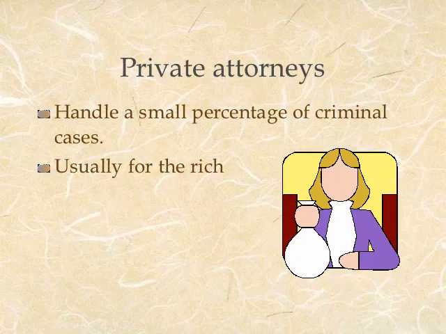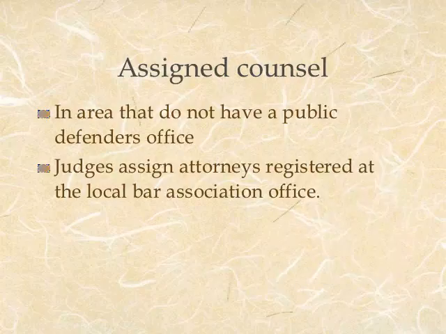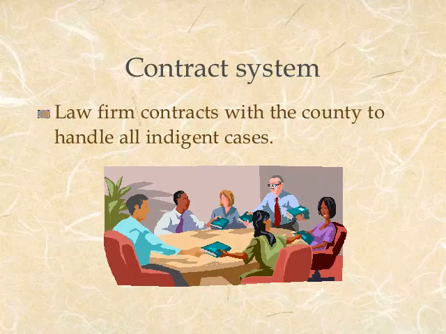Private attorneys are out there, but they only handle a small percentage of criminal cases. It's usually for the rich. Assigned counsel is where in areas that don't have a public defender's office, the judge assigns attorneys registered out of the local bar association. Contract system is where a law firm contracts with the county to handle all indigent cases.